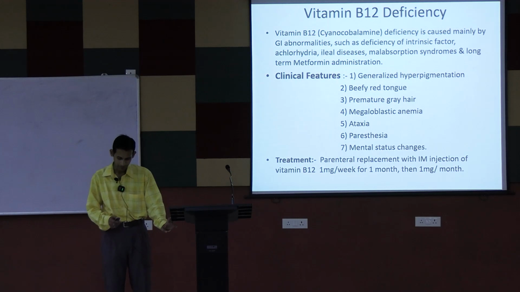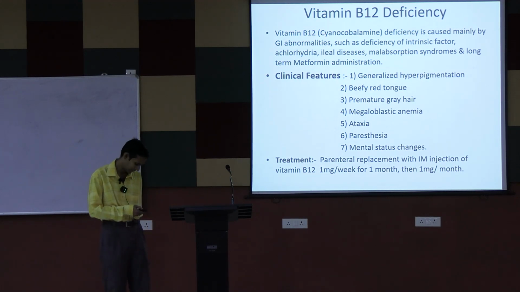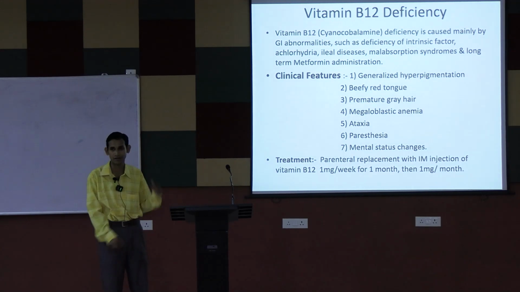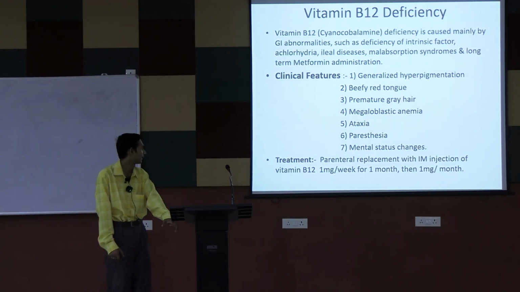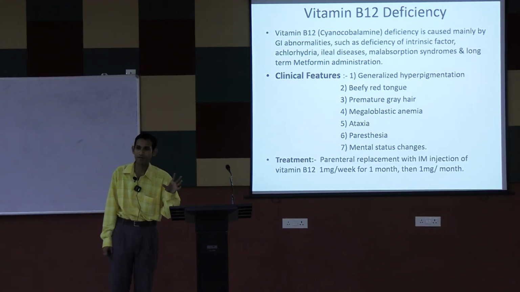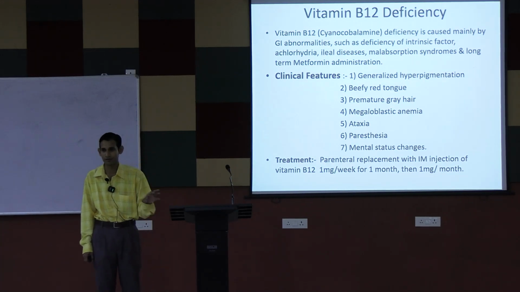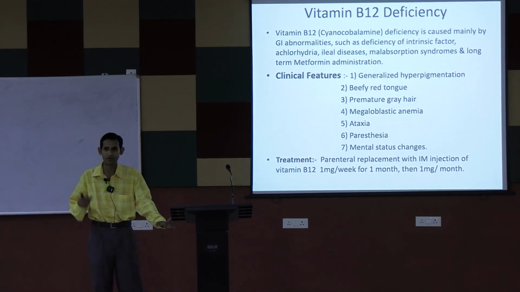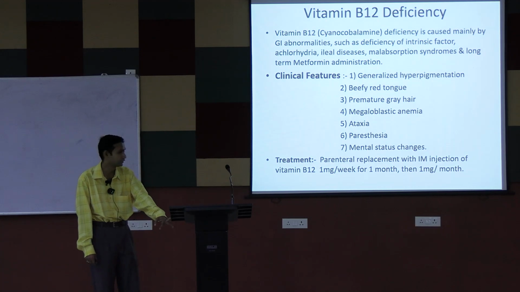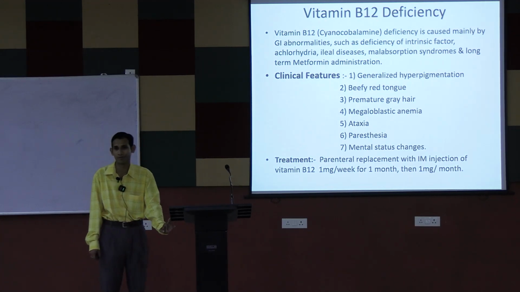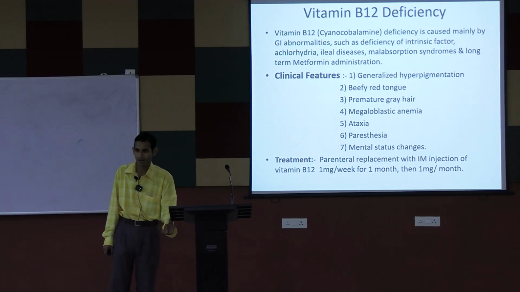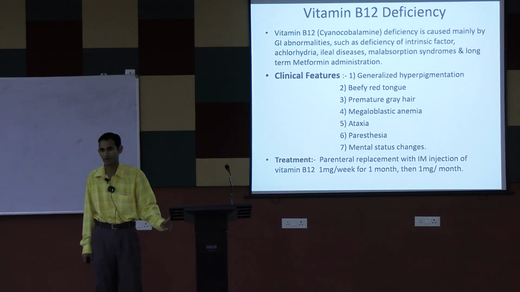So, vitamin B12 deficiency is mostly found in gastrointestinal deficiency of the intrinsic factor, I already told, because it helps in the absorption of vitamin B12, and in achlorhydria, where the hydrochloric acid production is totally disturbed, and also in terminal ileal disease or resection of the terminal ileum, malabsorption syndrome, and also long-term metformin therapy. What is metformin? Metformin is an oral hypoglycemic drug, particularly given for the treatment of type 2 diabetes. Even in long-term metformin therapy, there will be vitamin B12 deficiency, that is cyanocobalamin deficiency.